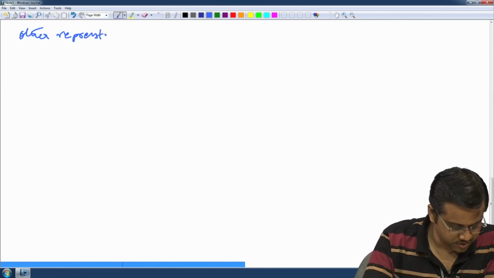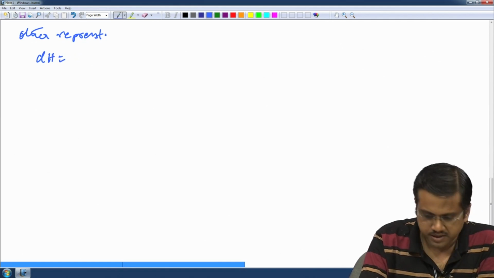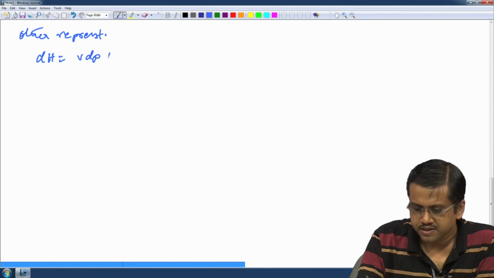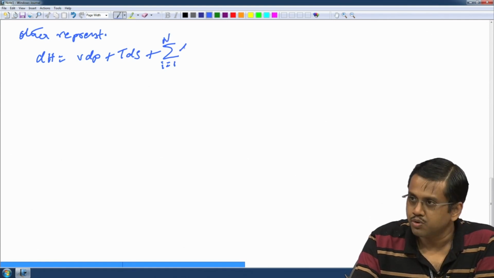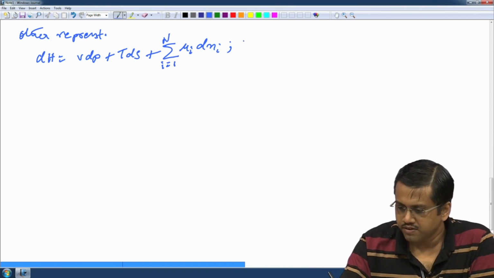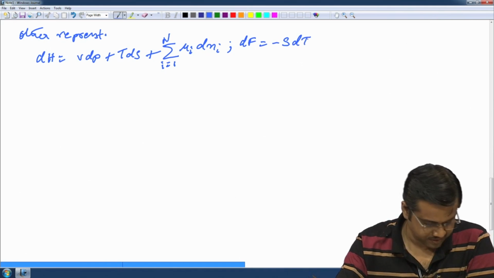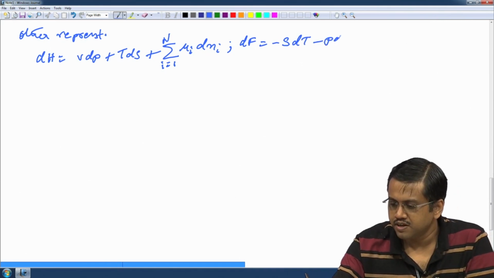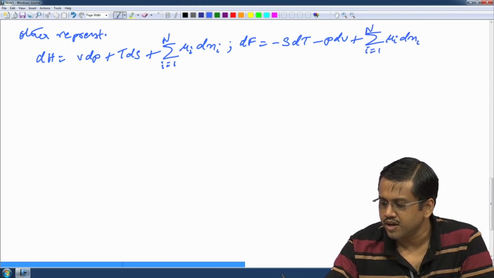Other representations are also possible, in which you have, for example, dH, which is basically the enthalpy change, TdS plus summation i equal to 1 to n mu_i dN_i. Then you have dF, which is given as minus S dT minus P dV plus summation i equal to 1 to n mu_i dN_i.